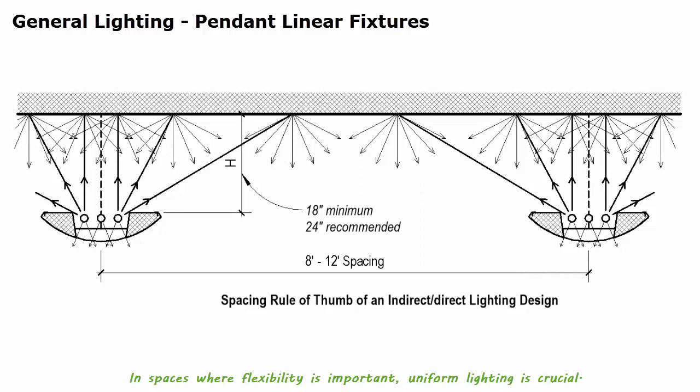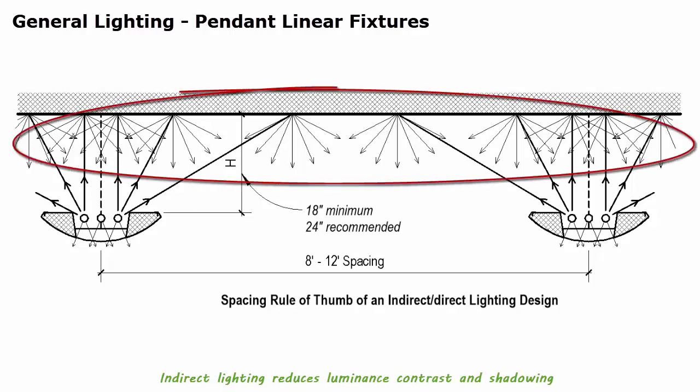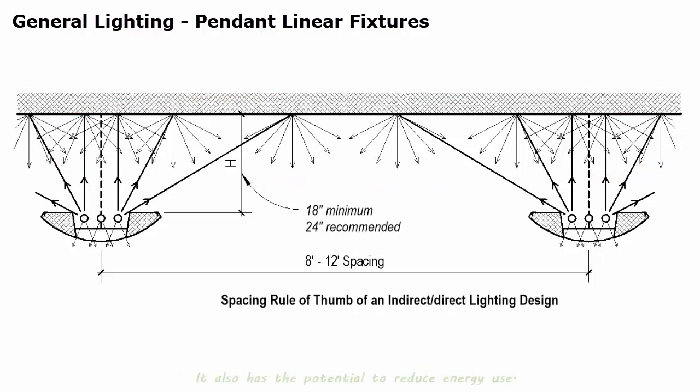In spaces where flexibility is important, uniform lighting is crucial. Indirect lighting reduces luminous contrast and shadowing and provides a smoother transition between fixtures. It also has the potential to reduce energy use.